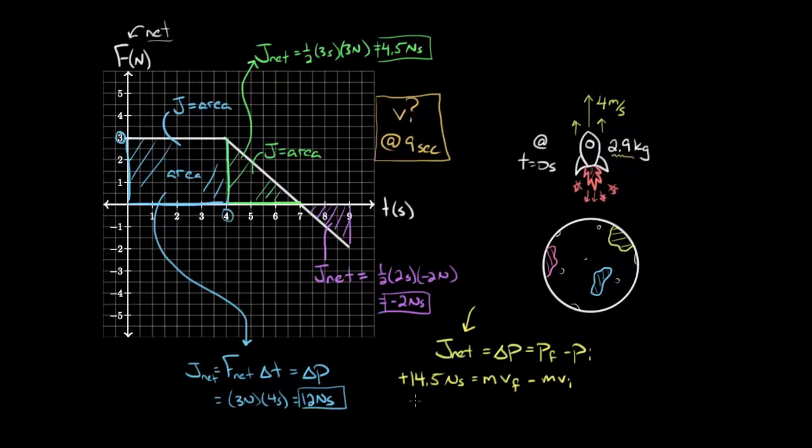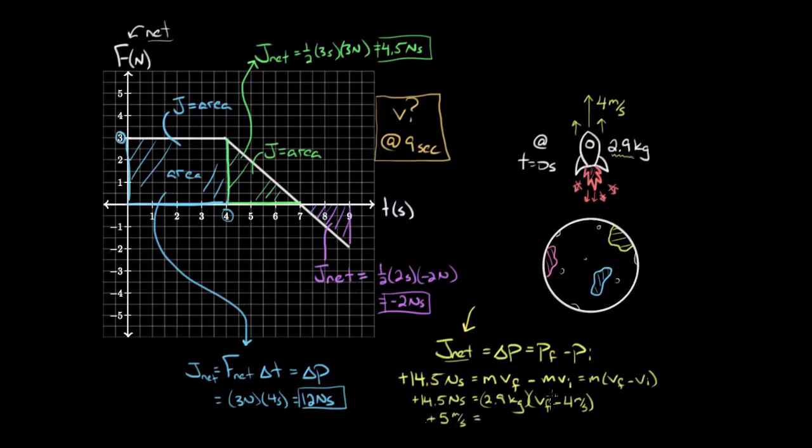So if we assume the mass is constant, we get positive 14.5 newton seconds equals, we can pull the mass out. The mass is a constant, so I could just write it as M times V final minus V initial. Since I could pull out a common factor of M, I can write this as 2.9 kilograms multiplied by the final velocity after 9 seconds, and I know it's after 9 seconds because I added up all the impulse during the 9 seconds, minus the initial velocity, which was 4 meters per second. So if I divide both sides by 2.9 kilograms, 14.5 over 2.9 is 5, and that'll be newton seconds over kilograms, which has units of meters per second, and that's positive.